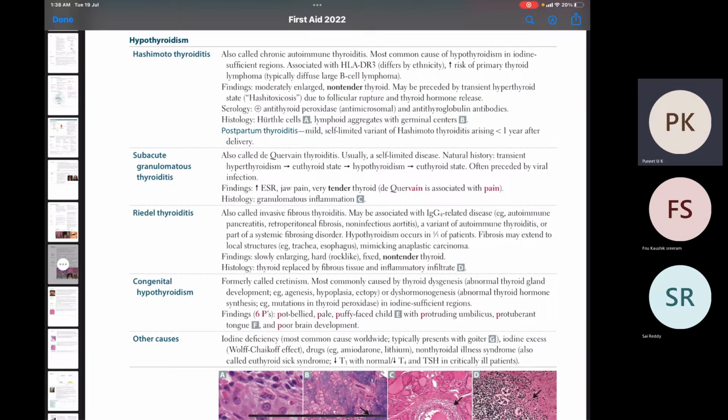Iodine sufficient areas, I think that's a typing error. I think they mean iodine deficient areas. Yep, it's deficient. Iodine deficiency is usually this one. Now Kaushik said regarding the mother.